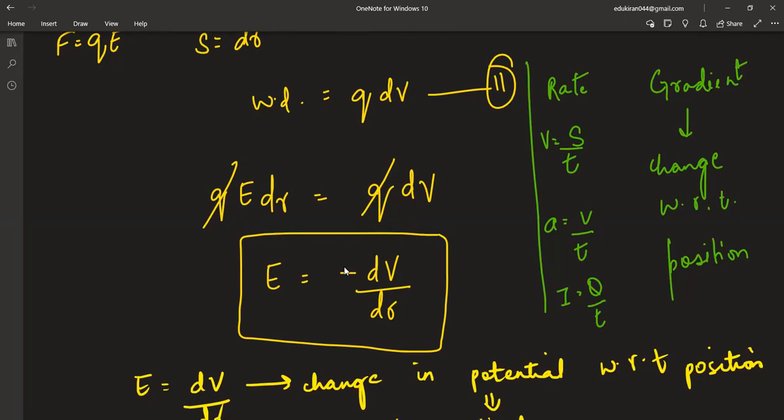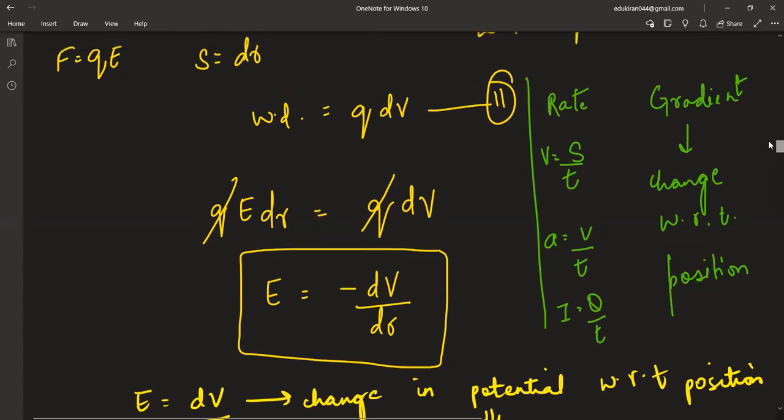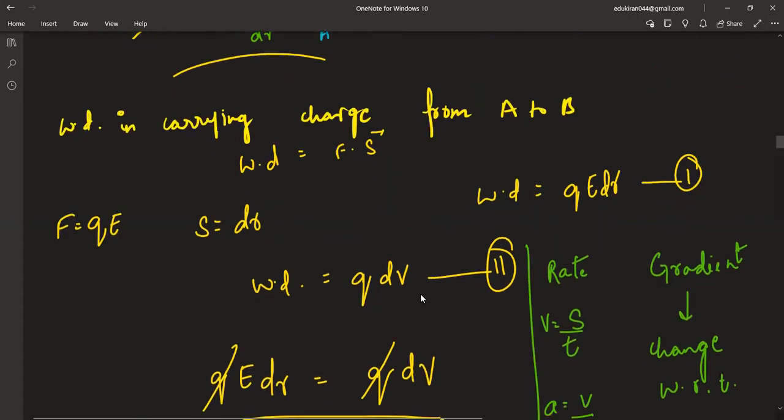I had added this minus sign by myself. There was nothing. See, work done is q dV. This work done is QEdr. There is no presence of a negative sign, not even an electron is being present. So how will we put it? How did we get this negative sign?